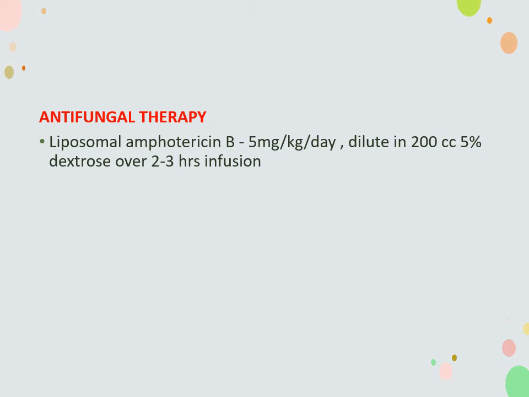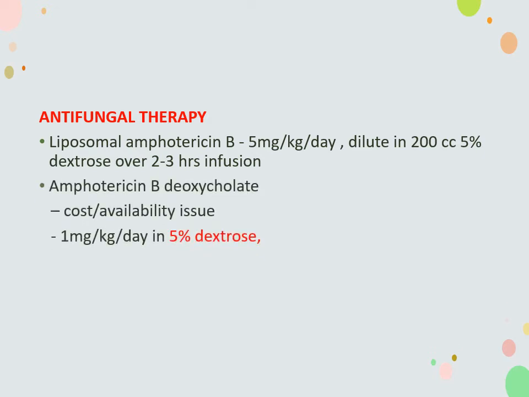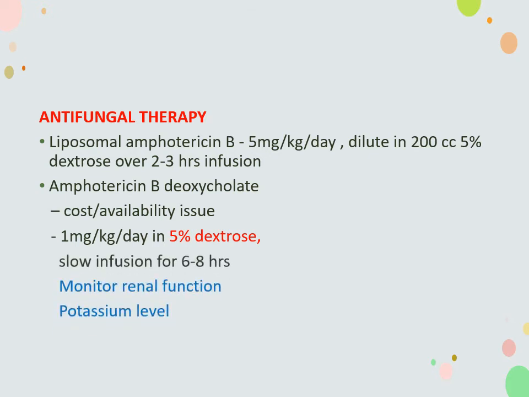So always with dextrose, and it should be an infusion therapy. Slowly we have to give it within 2 to 3 hours. If there is any problem regarding the cost or availability, if liposomal is not available, then only can we go to the other treatment like amphotericin B deoxycholate. So the main drug is liposomal amphotericin B, but if it is not available or because it is very costly, we can go for the other drug, that is amphotericin B deoxycholate, which we have to give in 5% dextrose. This also has to be a slow infusion for 6 to 8 hours.